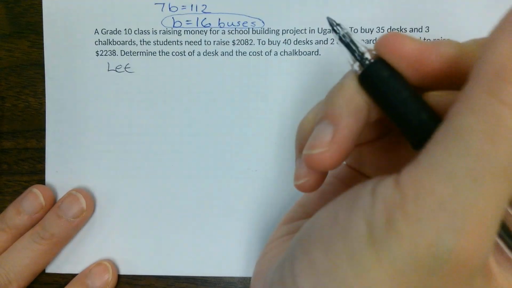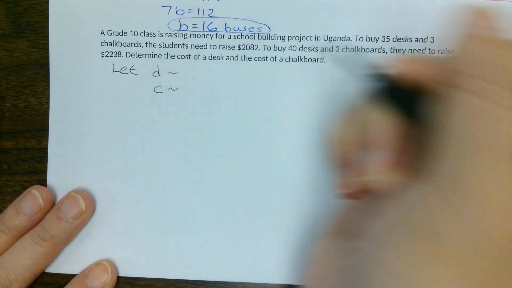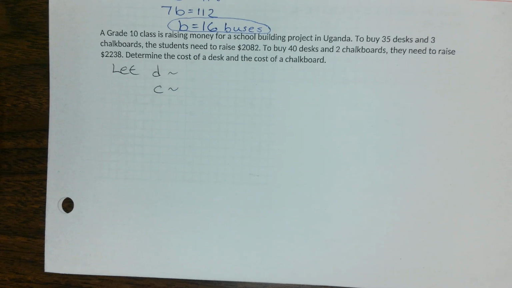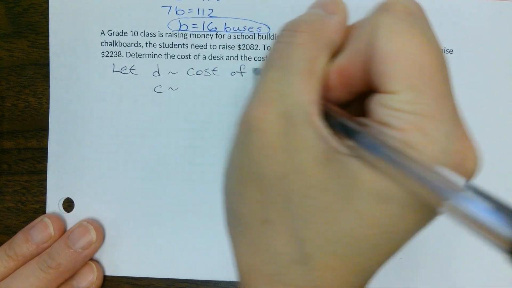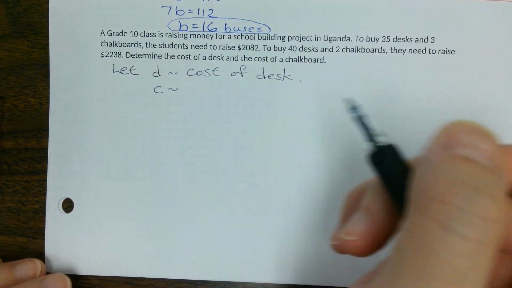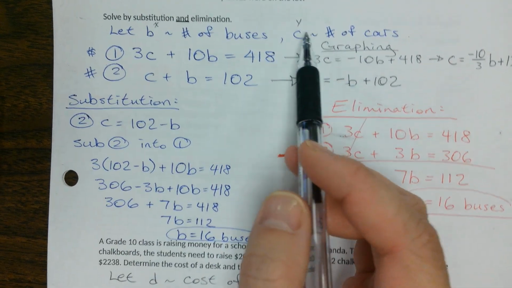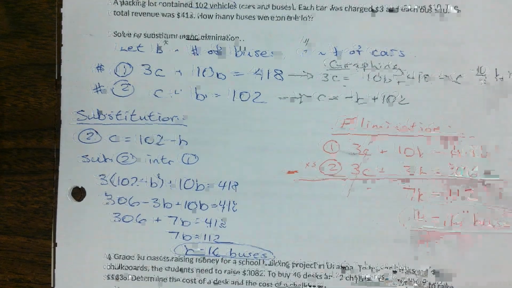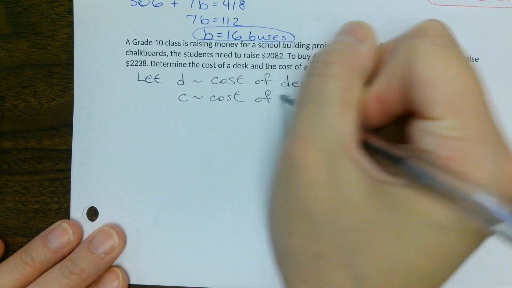So, if I were to create my let statement, let D and C. D for desk, C for chalkboard. But if I were to actually define it, what does D represent? Cost of the desk. Not number of desks, but cost of desks. When you get into grade 11, if you just write D represents desk, C represents chalkboard, it's not going to give you a mark. Just like up here, this was number of buses, and this is cost of a desk. So you see the difference between them? Chalkboard.